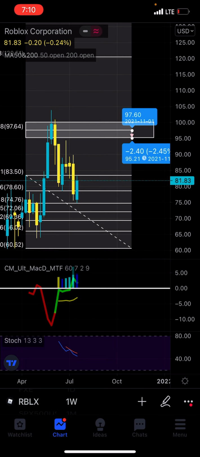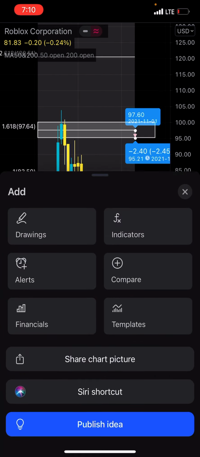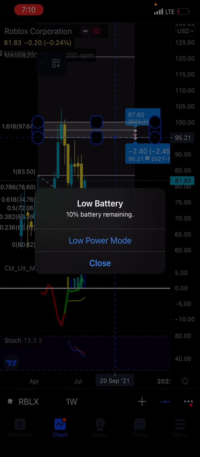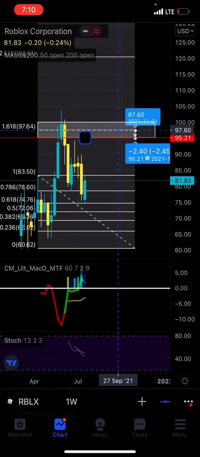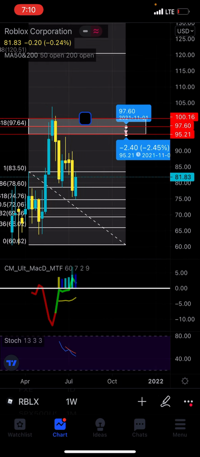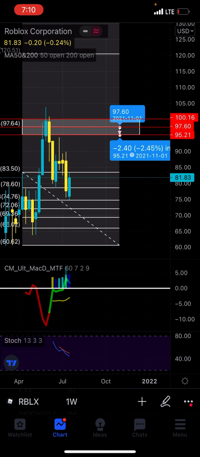And now what we're going to do is set our take profit levels. Our take profits are going to be 95.21, 97.60, and our last one is going to be $100.16. So that's our top three, our take profits on three separate levels.